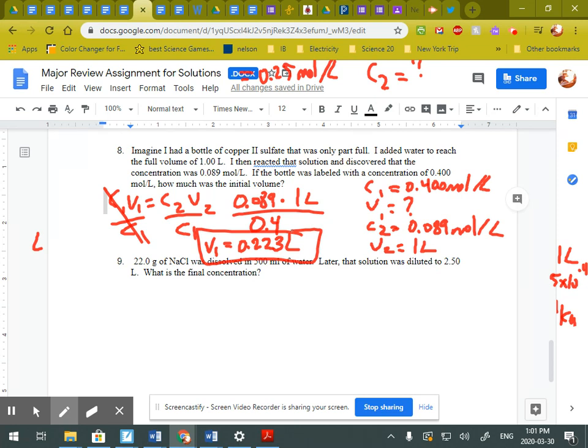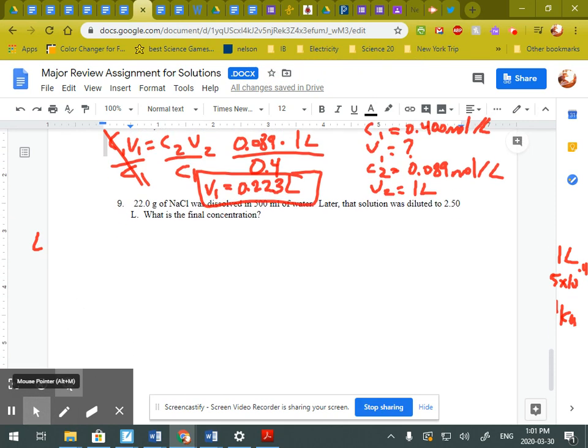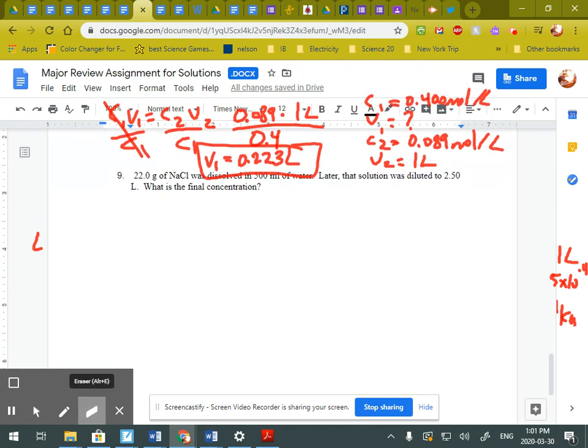This last one's kind of a tricky question, but I really like it because you have to do two questions within the same question. I always like those because they're challenging. For some of you, they make you cry. Maybe it's challenging and makes you cry. I don't know. Okay, so here we go. We got 22 grams of sodium chloride, and that was dissolved in 500 milliliters of water. Later, it was diluted to 2.5 liters. What was the final concentration?